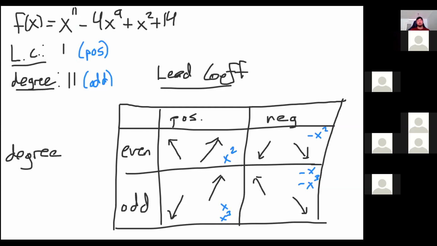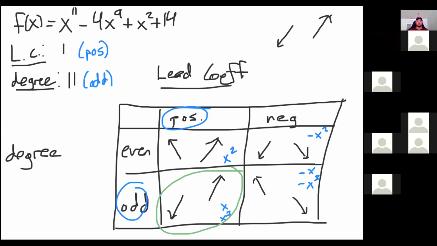So then all I need to do is go look at my chart and see where I have an odd degree, positive leading coefficient, and that's the end behavior that I'm going to have. Well, positive leading coefficient, odd degree, means that this right here is what my end behavior is going to look like. As I travel to the left, I'm going to be going downwards. As I travel to the right, I'm going to be going upwards. So the correct answer would have been that second one. We go down into the left, and then up into the right.